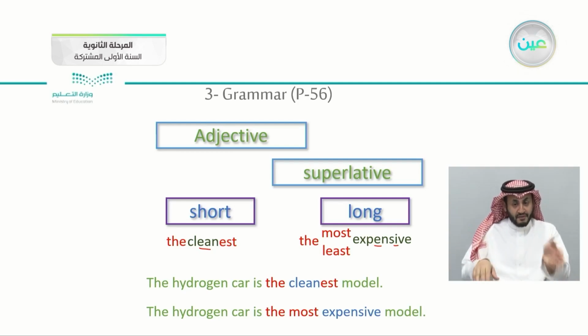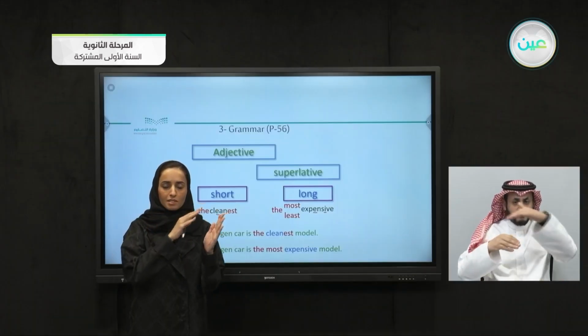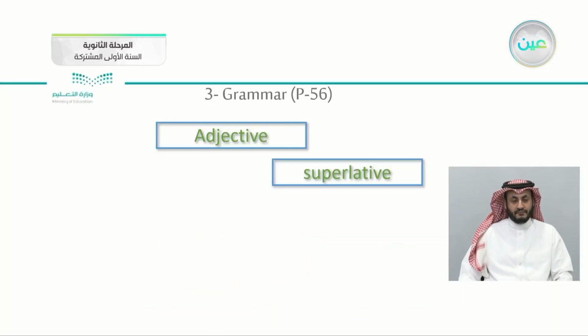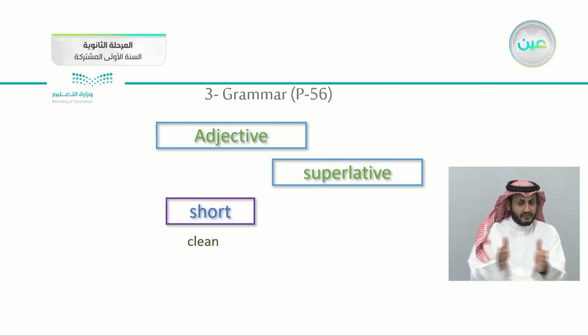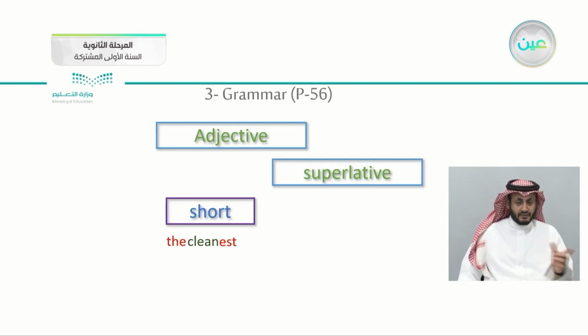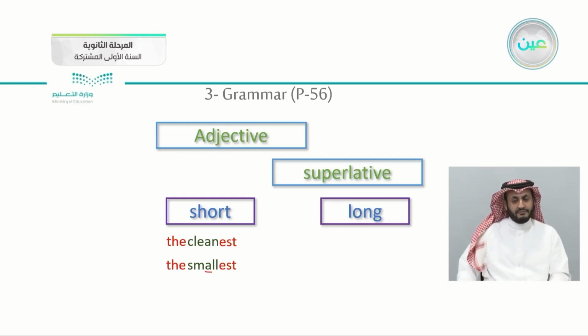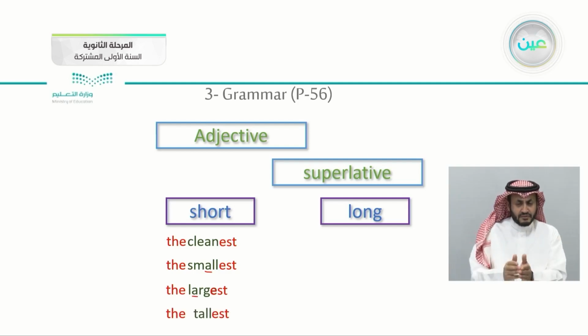Back again in here. Short adjective, add letters, long adjectives, add words. Don't add letters to make it longer. Let's try to do these adjectives. Like clean, superlative form of clean, the cleanest. Superlative form of, we have small. Short adjective, so the smallest. What about large? One vowel sound, so the largest. And tall, it will be the tallest.